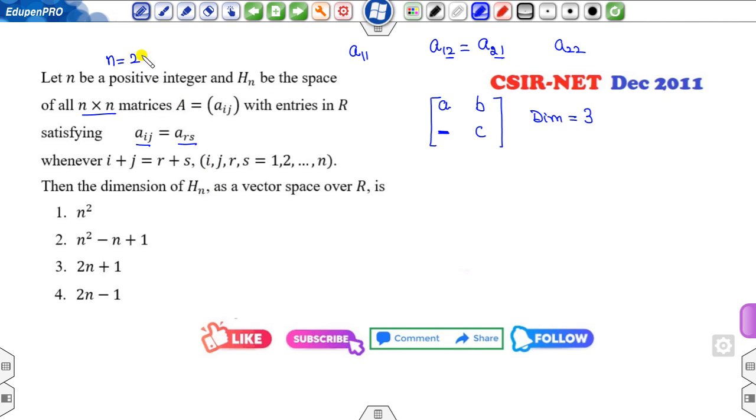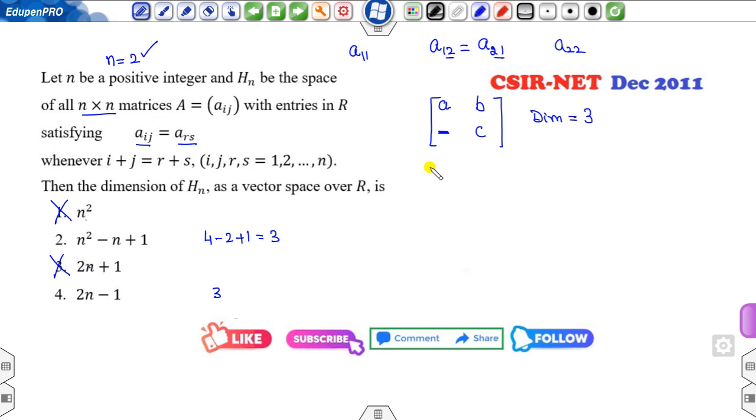Now look at the options. When n is 2, the answer is 3. Wrong. When n is 2, the answer is 3. Fine. When n is 2, this is 5. When n is 2, this is 3. Now 2 answers are correct.